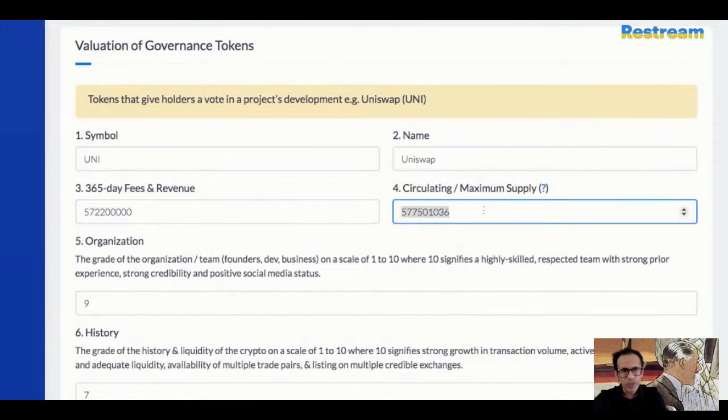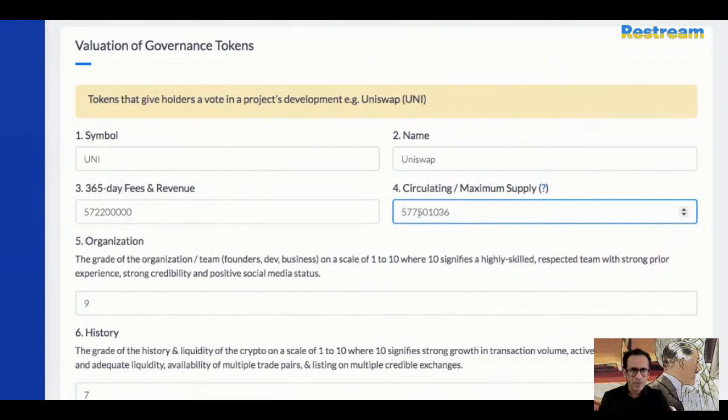Then we need to put in the circulating or maximum supply. Now this is up to you how you want to value. There are two ways. One is you can value based on circulating supply, which basically means how many of these tokens are available in the market for common users. Maximum supply is the maximum number that can ever exist. In some projects there is no maximum limit, like even in Ethereum. So you choose which of the two you want to put and you put that here.